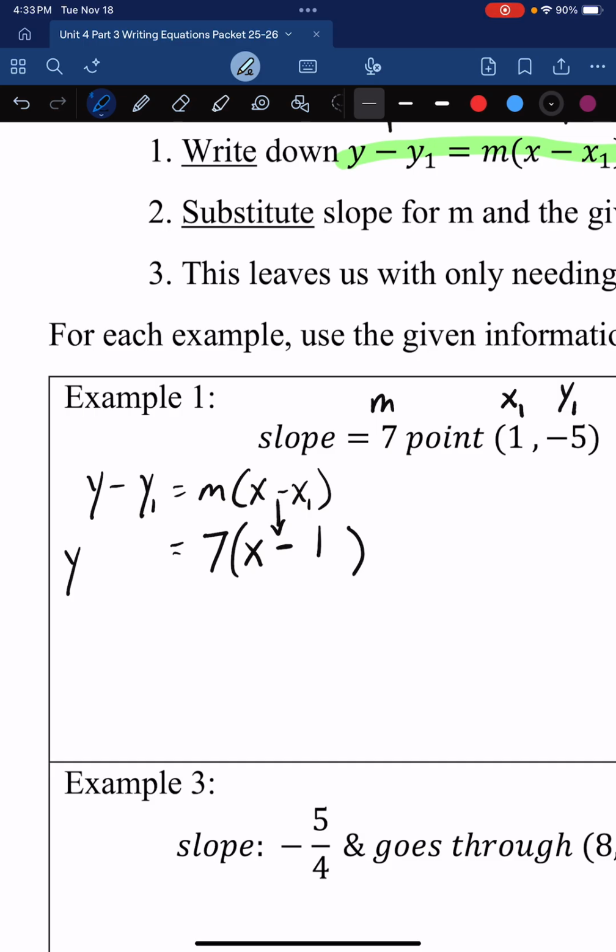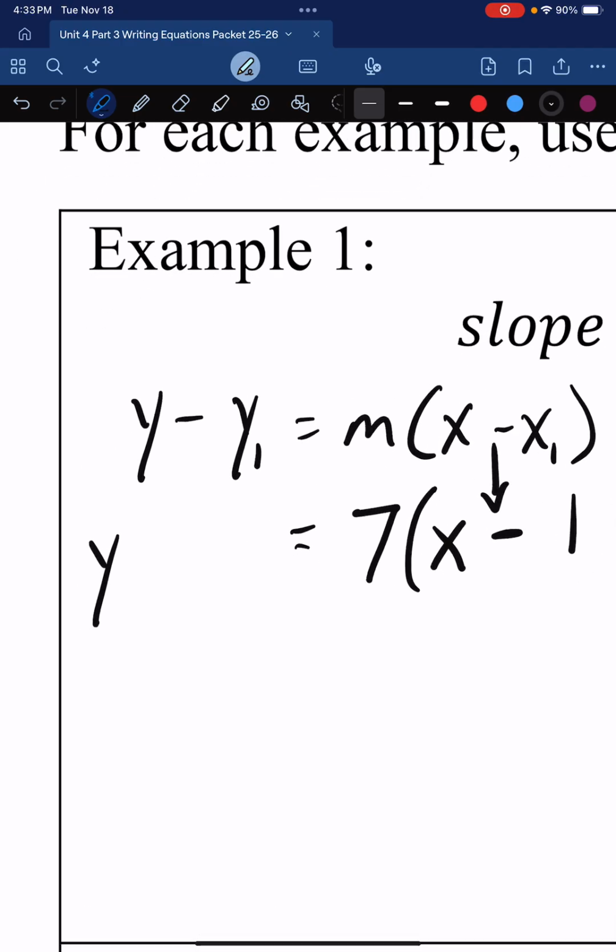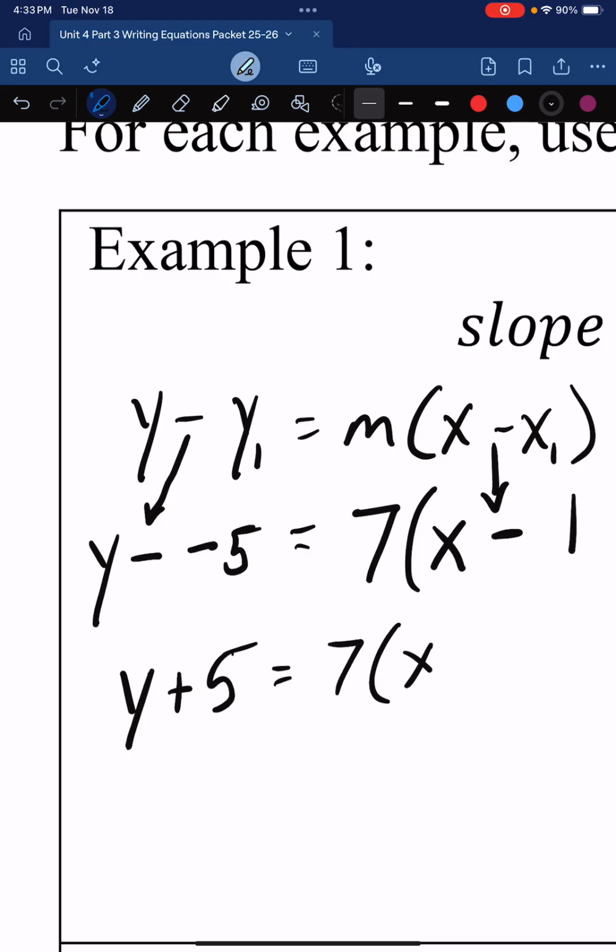The same thing's going to happen with this y1 of negative 5 when I plug that in, except look at what's going to happen. I'm going to have a minus here, that's from the formula, and then I have another minus because it was negative 5. So when I take y minus a negative 5, those minuses end up becoming a positive. So it's y plus 5 equals 7 times x minus 1.